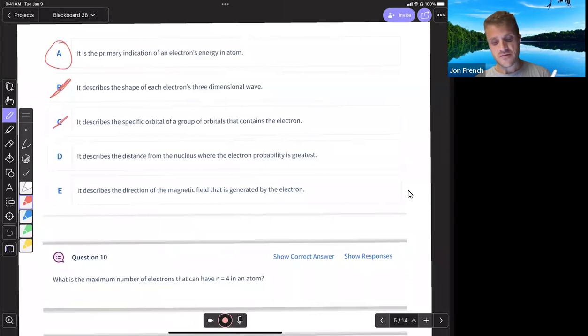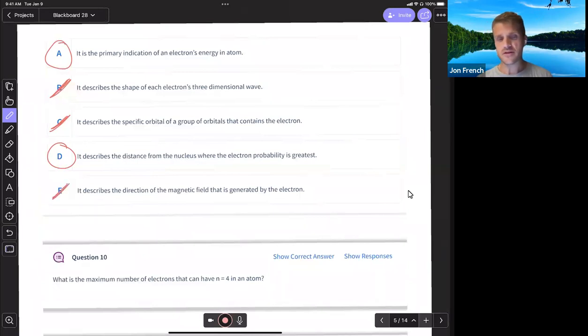It's not telling us the specific subgroup, right? It is telling us how far we are from the nucleus because the first quantum level is closer, then the second, the third, the fourth quantum level, we're getting larger and larger. So A and D, and then it doesn't tell us about the direction of magnetic field, right? That's the spin of the electron. So for question 9, our quantum number n just tells us basically the energy level and the size of that orbital that we're working with.